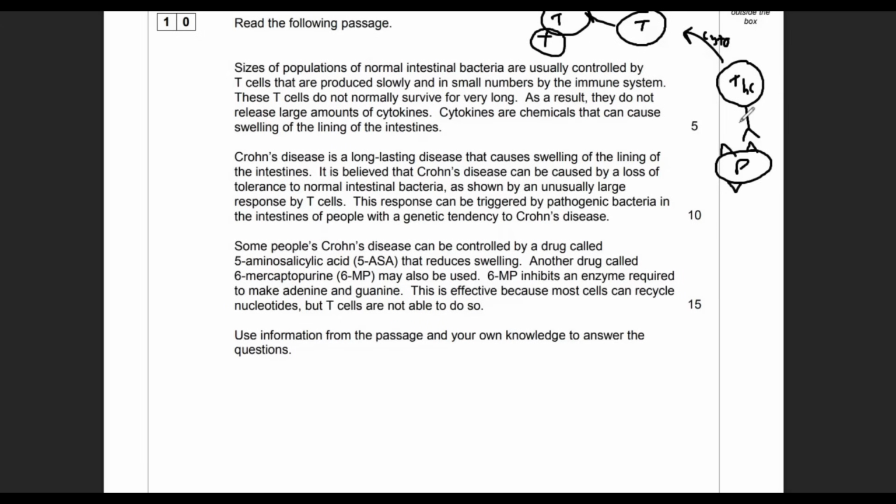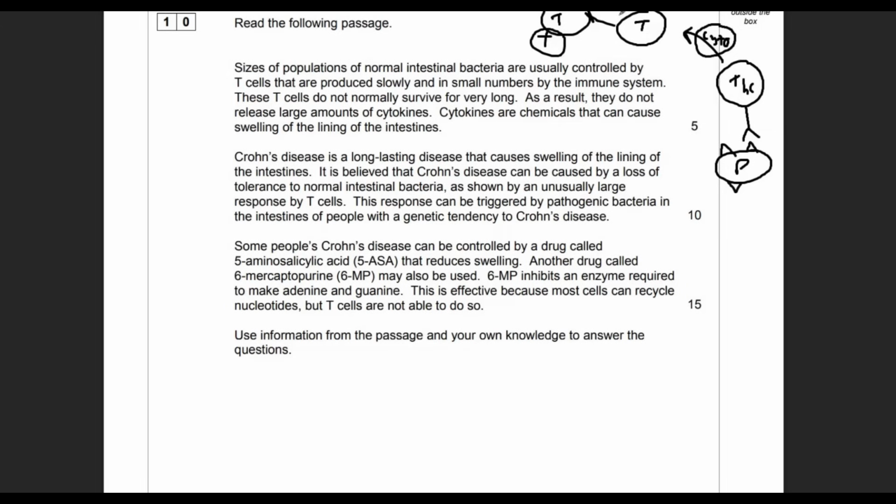So this question is saying, how is it that the presence of pathogenic bacteria can cause the symptoms of Crohn's disease? So we want to basically put that into words and say the T cells have a protein receptor that binds to the specific antigen on the pathogen. Therefore, the T cells clone themselves, and we get many, many T cells produced. Cytokines are chemicals that can cause swelling of the lining. So there's lots of cytokines about which cause swelling of the lining of the intestines. So that's one of the reasons, is that the T cells are cloning themselves in response to the pathogenic bacteria, causing swelling of the intestines because of the increased amount of cytokines.